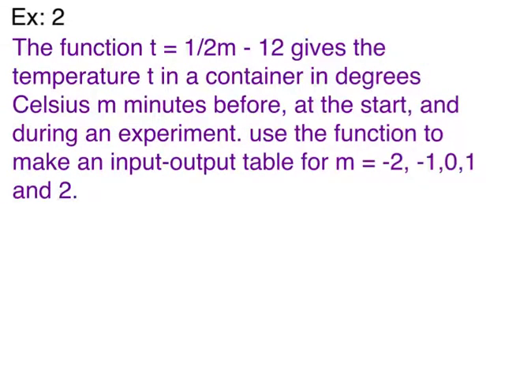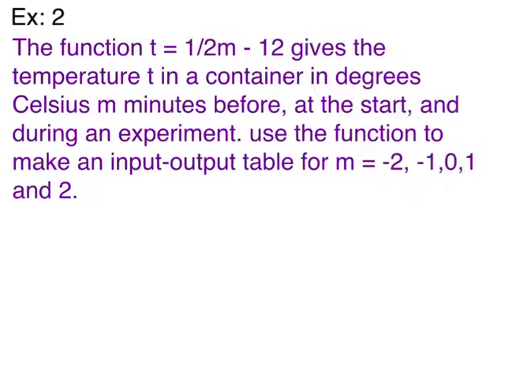The function t equals 1/2 m minus 12 gives the temperature t in a container in degrees Celsius m minutes before, at the start, and during an experiment. Use the function to make an input-output table for m equals -2, -1, 0, 1, and 2. Looking at this problem, there's a lot of information in here that we really don't need. The only thing that we really need is the function t equals 1/2 m minus 12. That's our function rule. All this other stuff is fine, but we really don't need it.